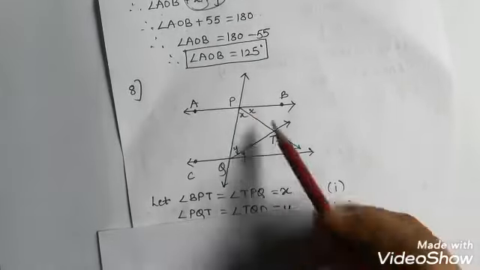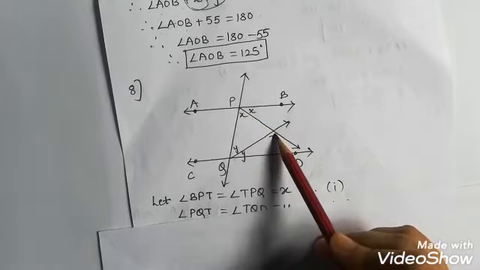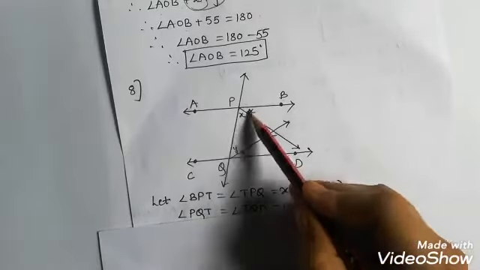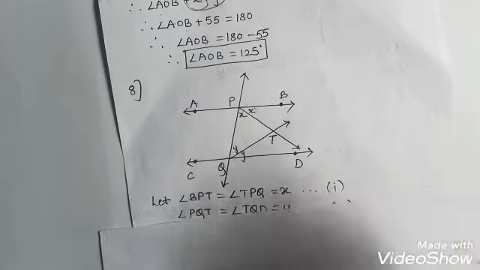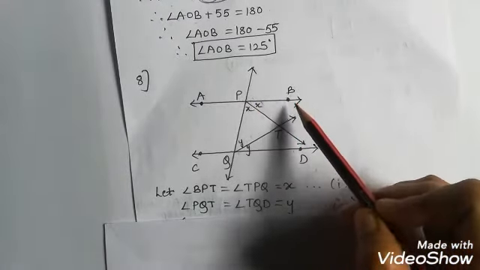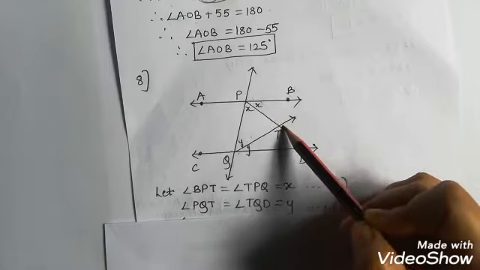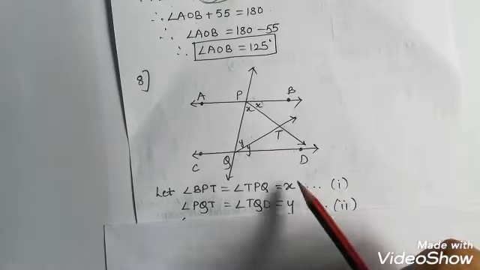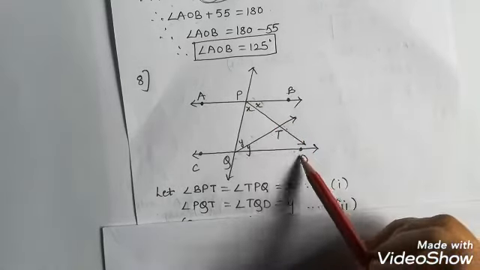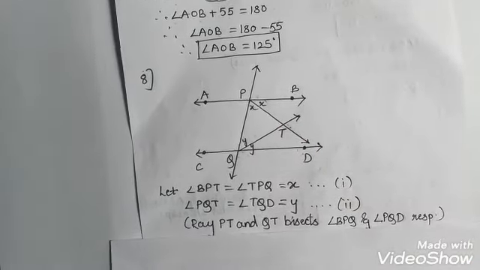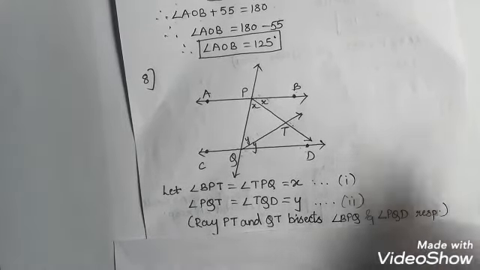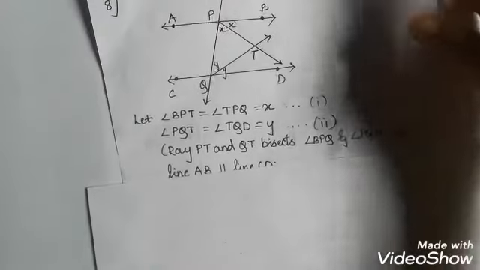Now they have already stated that PT and QT are the bisectors of angle BPQ and angle PQD. So I assume these two as X and these two as Y, right? So angle BPT is X and angle TPQ is X. Next, angle PQT is Y and angle TQD is also Y. So that is equation 2. The reason I have written is PT and QT bisect angle BPQ and angle PQD respectively.